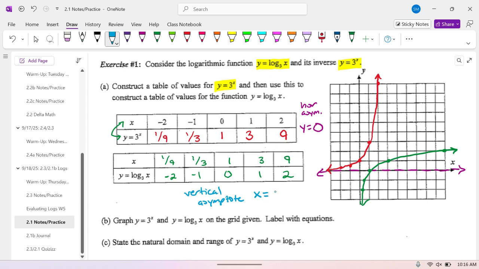All right. So if we have a function and its inverse, so one's an exponential, one's a logarithm, the asymptote is technically the same number. You just switch the x to y. All right, so one would be y equals that number, one would be x equals that number. So just remember, logarithms are vertical asymptotes, exponentials are horizontal asymptotes.